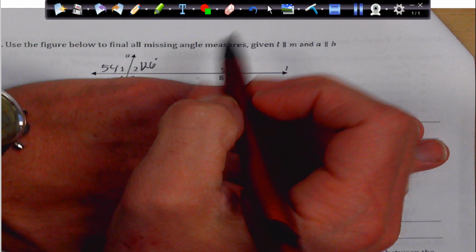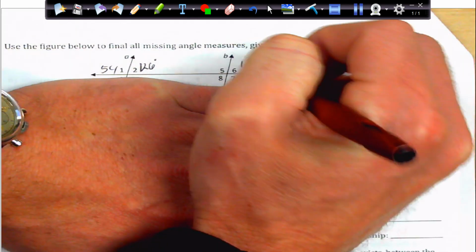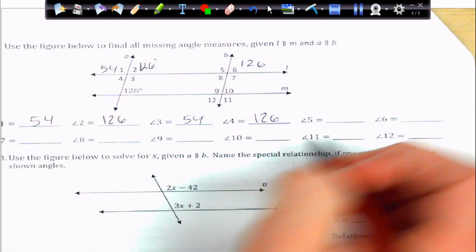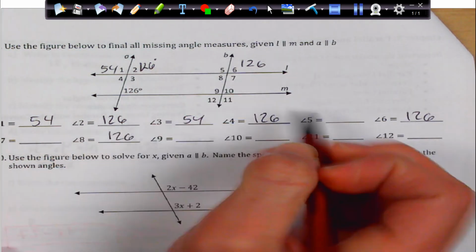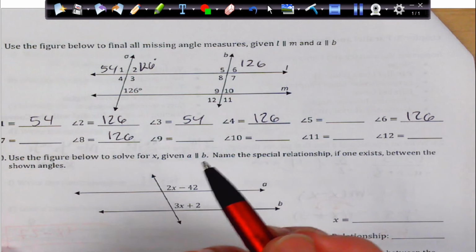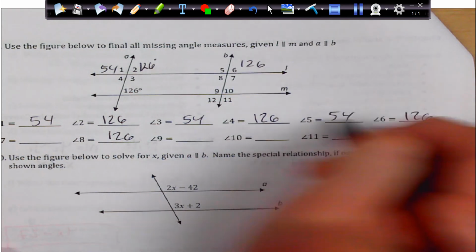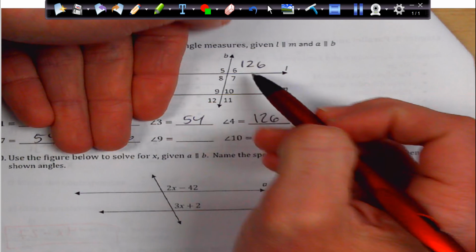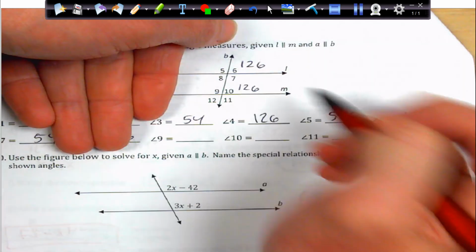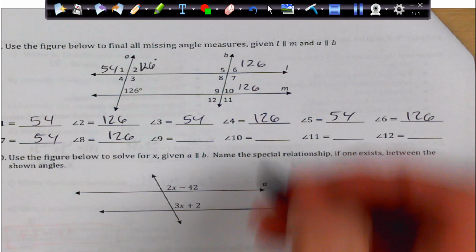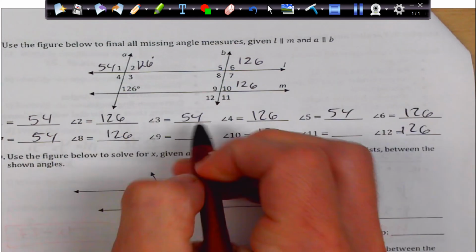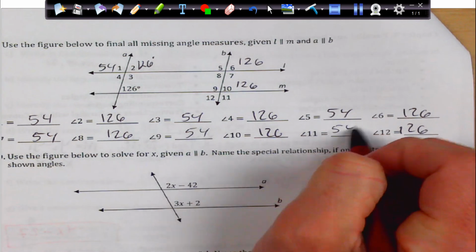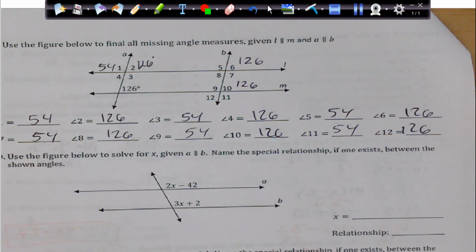Then we go this way, and I see 2 and 6 are corresponding. And so that means 6 is 126, and its vertical angle 8 is also 126, and then 5 and 7, the same thing, are supplementary, so 5 and 7 are 54. And then the last one here, 6 and 10 are corresponding, so they're going to be congruent, and 12 is vertical, so that's congruent, and then 9 and 11 are supplementary. So all the answers are 126 or 54. Just make sure you get them in the right order. That's the key.